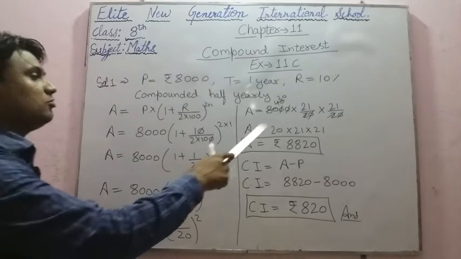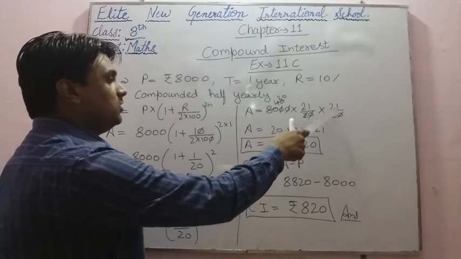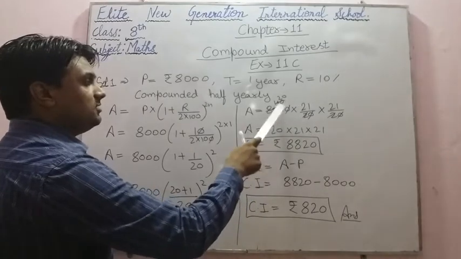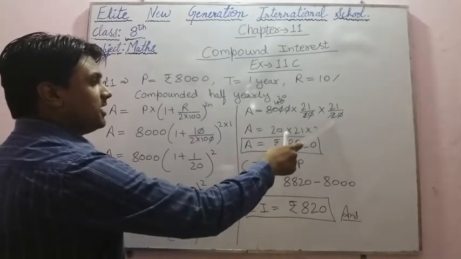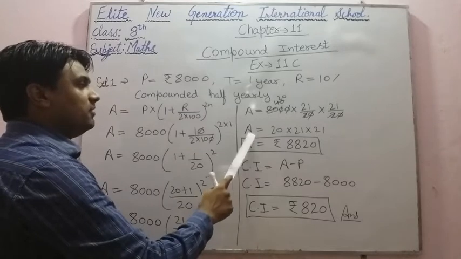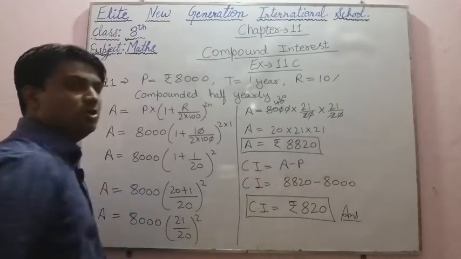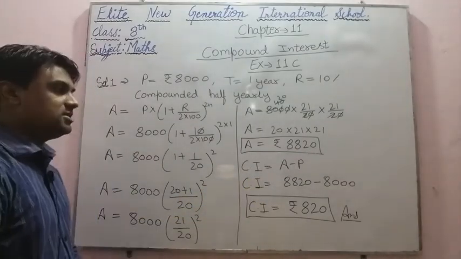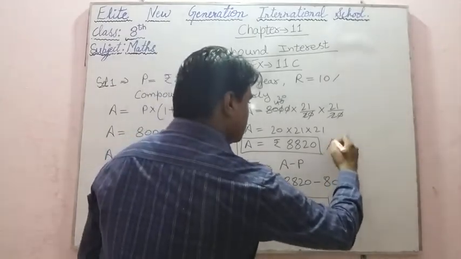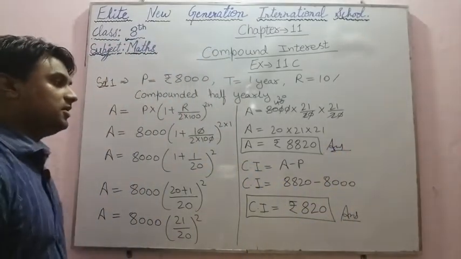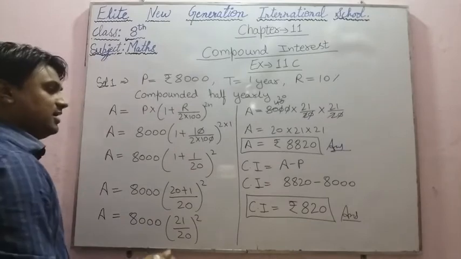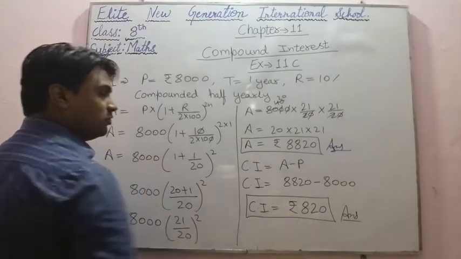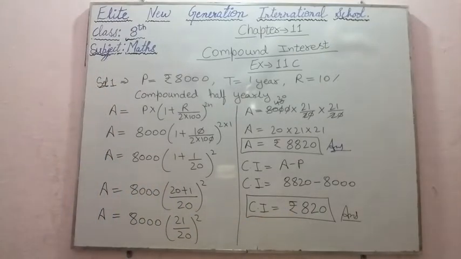Now solving it, amount equals 8,000 into 21 upon 20 into 21 upon 20. Here 20 will be cancelled and 8,000 will be cancelled by 20, 400 times, and then 400 will be cancelled by 20, 20 times. So amount will be equal to 20 into 21 into 21. So amount will be equal to 8,820. So this is the amount. Now compound interest equals amount minus principal, that is 8,820 minus 8,000. So compound interest will be equal to 820. In this way we can do this question.